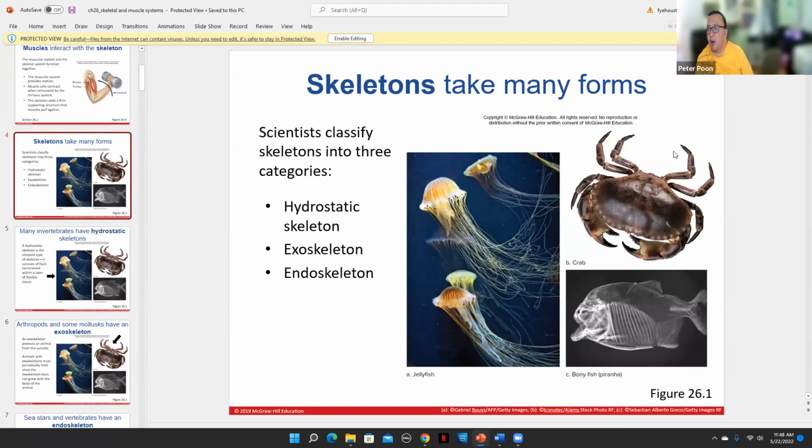Skeletons can take many forms. There are actually three types of skeleton categories. Hydrostatic skeletons: worms and soft squishy things like jellyfish are hydrostatic. They just use water and push water around between membranes, and that's their skeleton. Obviously that's weaker, but it's more efficient. It requires less material, it's easier to build, water is plentiful everywhere, etc.